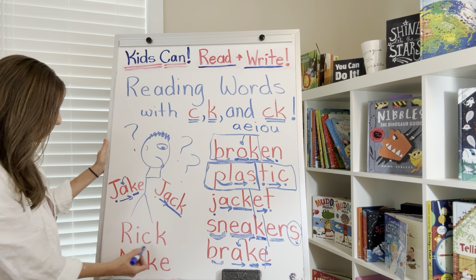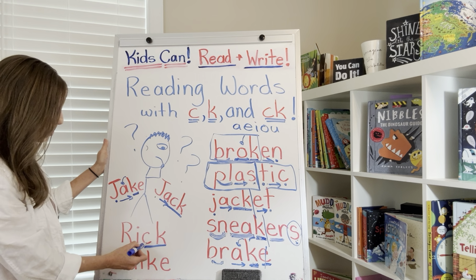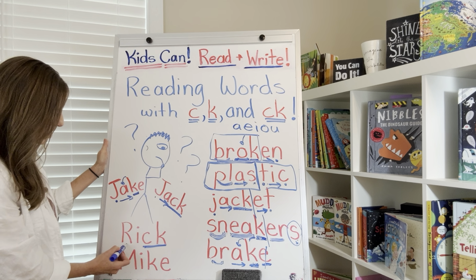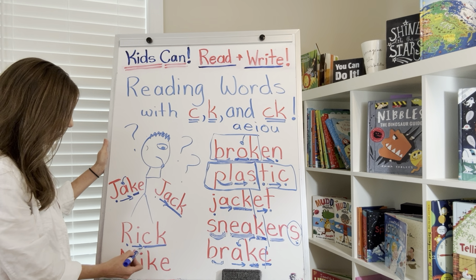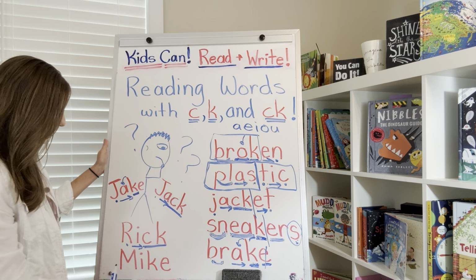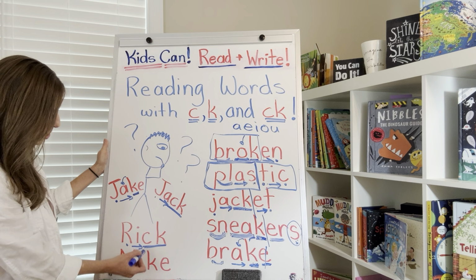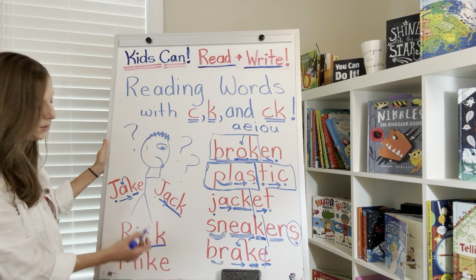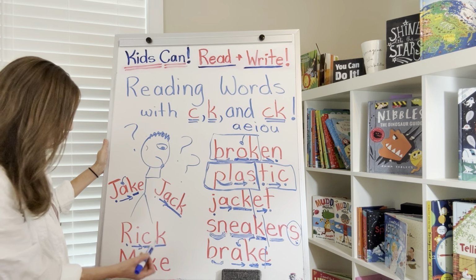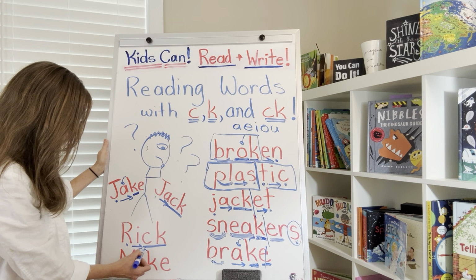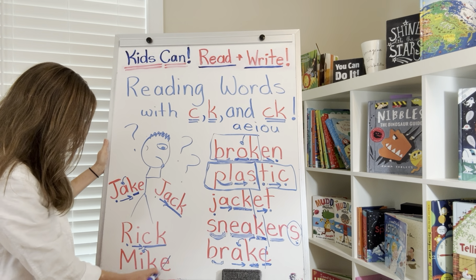Okay, what about this one? What's this telling us? Short guy, short sound. Rick, Rick. What about this one? Tall guy, tall sound. Long guy, long sound, right? Bully. Say your name, vowel, and that E's helping him out.